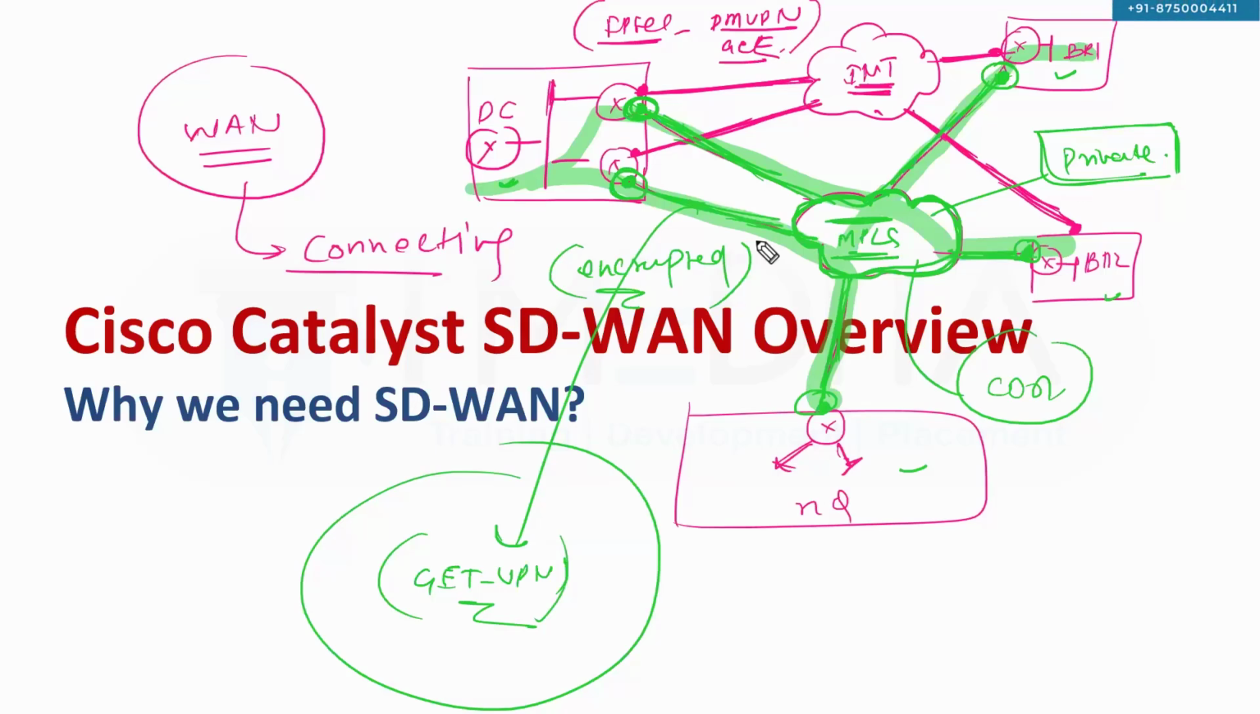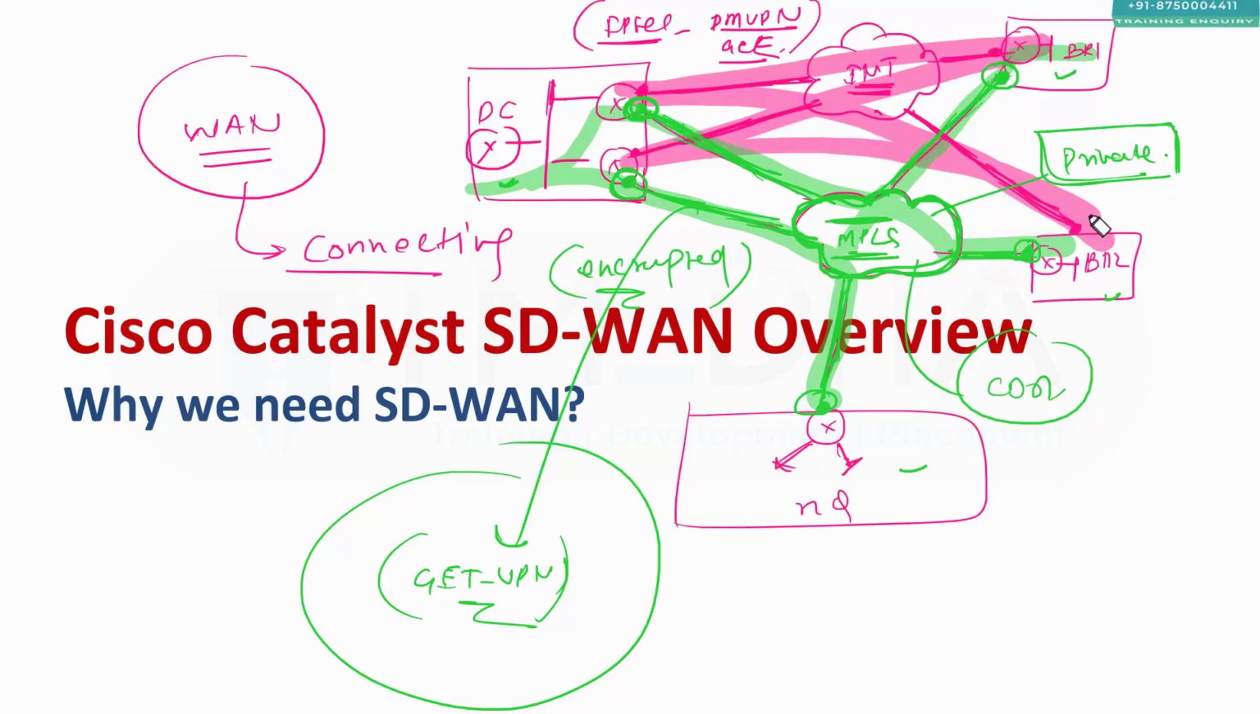What people used to do in the case of a public transport such as the internet is build secure communication channels over this internet transport.